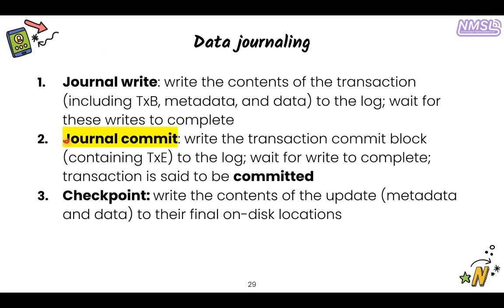So now we have an updated protocol. Steps 1 and 3 are the same, but we now have something called journal commit. Actually, I forgot: in journal write step 1, it now includes TXB, metadata and data, but no TXE. In journal commit, write the transactional commit block containing TXE to the log. Then you wait for the write to complete. And then we call this transaction committed. Then you do a checkpoint.